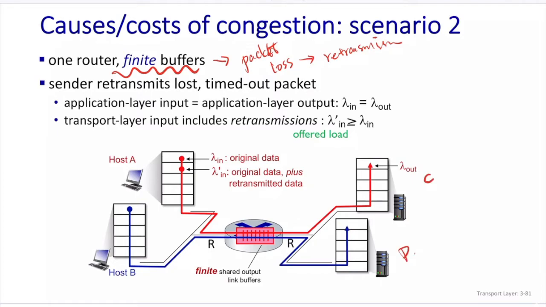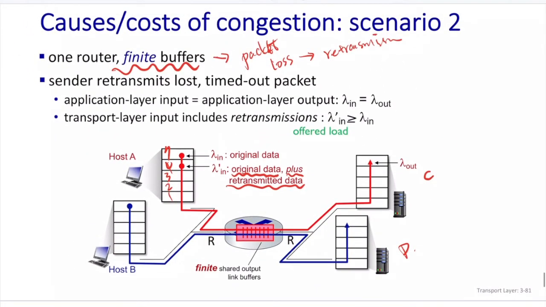So currently, again, at layer 7, the sending rate is lambda n, but at layer 4, the sending rate, the notation, is lambda prime n. It should be the original data plus retransmitted data. Let's take an example right here. For example, the sending rate at layer 7 is 100.